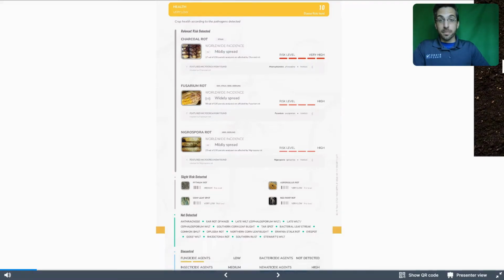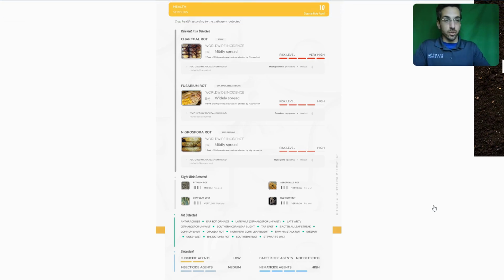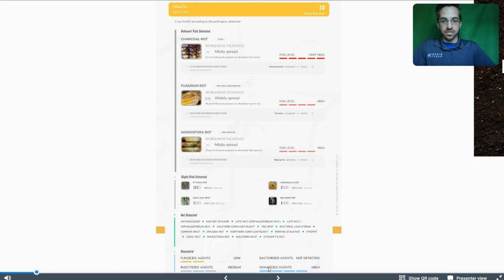If you're new to BeCrop analysis, I recommend that you skip page 1 to begin with. We will circle back to it at the end. Let's start with page 2. This is the health section. Health here does not refer to overall soil health, as in, say, a Haney soil health test. This refers specifically to the level of pathogens, of disease-causing agents in the soil.